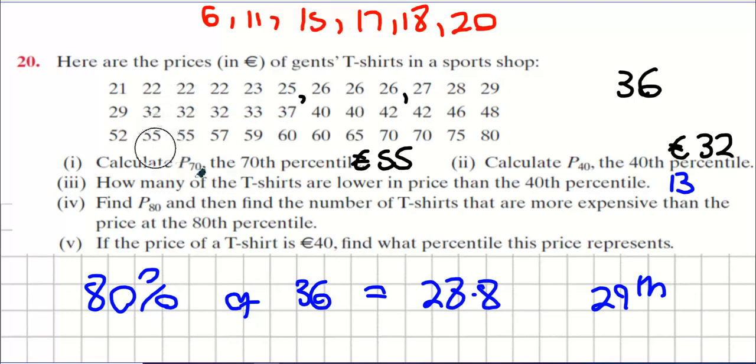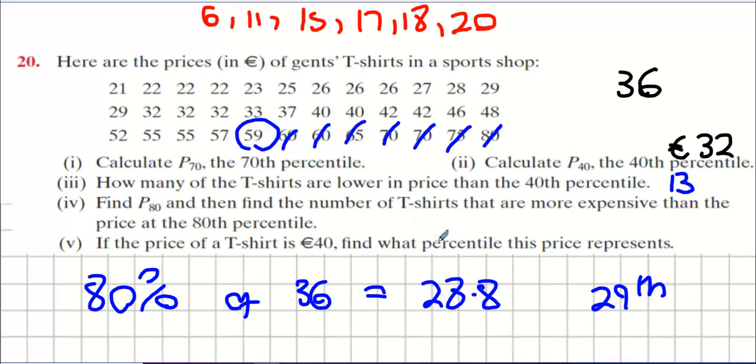Two different answers coming in there. 59. Okay. 36, 35, 34, 33, 32, 31, 30, 29. It's 59. Okay. Now it's €59. But how many shirts are more expensive than that? We have it here. 2, 3, 7, isn't it? 7 shirts. Okay.